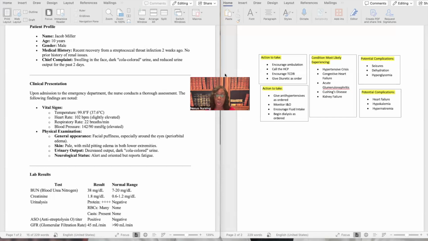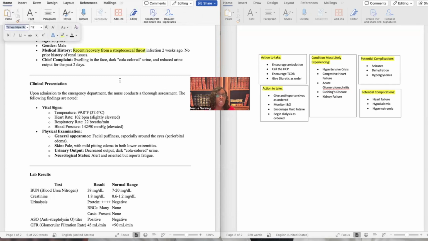This time, we're going to pull out anything that is abnormal. Jacob Miller, 10-year-old male, medical history: recovery from strep throat infection 2 weeks ago. No prior history of renal issues. That medical history of what? Recent. Okay, so this isn't something that happened years and years ago. This is something that just happened. That's out of the ordinary because it may have something to do with what's going on with our patient right now. Let me go ahead and highlight this. Recent recovery from strep throat. Here's my little highlight thing.